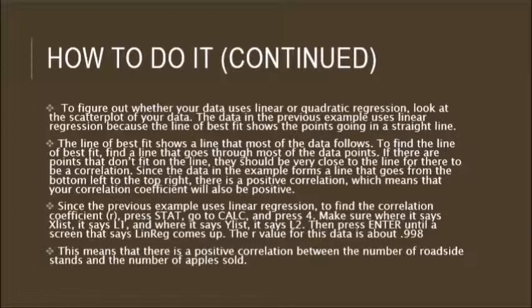Since the previous example uses linear regression, to find the correlation coefficient, which is R, press stat, go to calc, and press 4. Make sure where it says X list, it says L1, and where it says Y list, it says L2. Then press enter until a screen that says line reg comes up. The R value for this data is about 0.998. This means there is a positive correlation between the number of roadside stands and the number of apples sold.